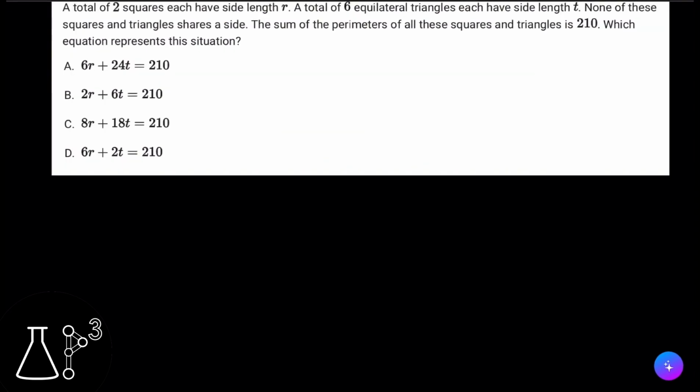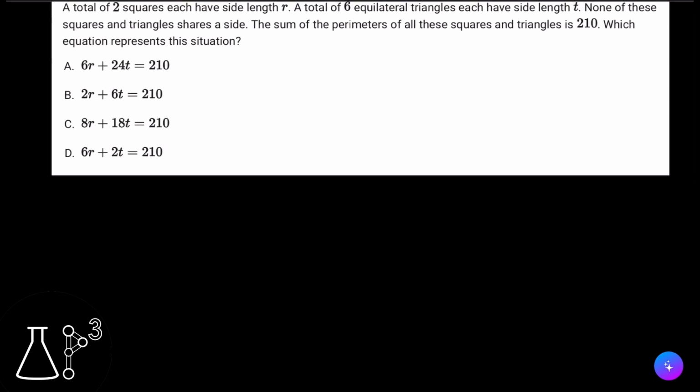Okay, this is another question. A total of 2 squares each have side length r. A total of 6 equilateral triangles each have side length t. None of these squares and triangles share a side. The sum of the perimeters of all squares and triangles is 210. Which equation best represents the situation?